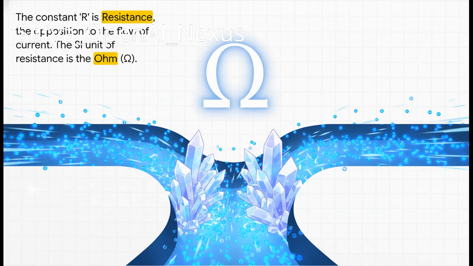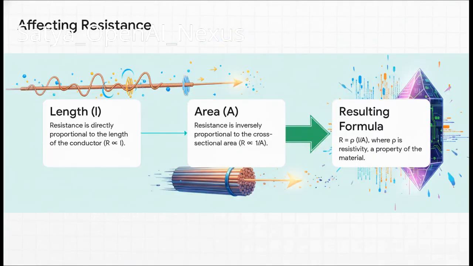A material with a really high resistance is like a tiny clogged pipe for water. It makes it super hard for current to get through. And we measure resistance in units called ohms, named right after Georg himself, using the Greek letter omega as the symbol. Now this formula is actually super intuitive if you just think about it for a second.